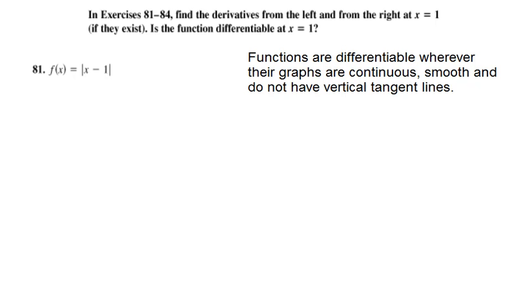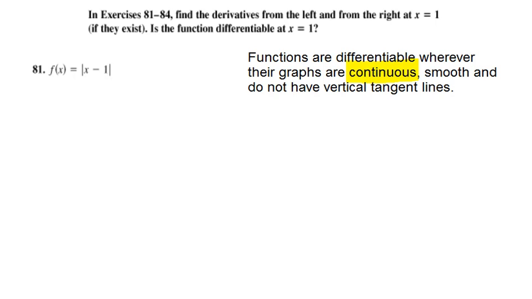And I have a sentence over here. It says, functions are differentiable wherever their graphs are continuous, smooth, and do not have vertical tangent lines. The first idea in there is that a function must be continuous in order to be differentiable. Most functions are continuous everywhere except at certain points. And at those points where a function is not continuous, any type of discontinuity, then at that point a derivative does not exist, or the function is not differentiable.